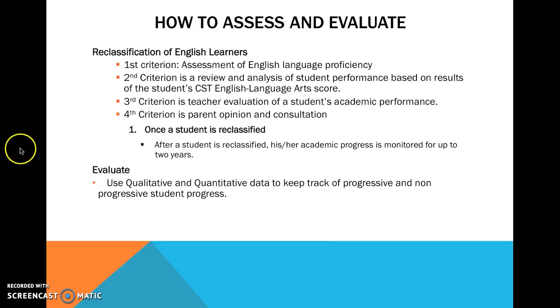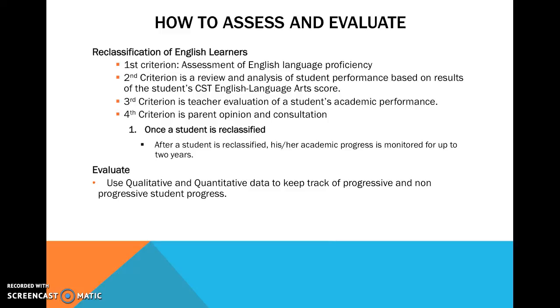Lastly, the fourth criterion is parent opinion and consultation. This involves parents or guardians in discussion of their students' English language proficiency and meeting the guidelines for reclassification. Once a student meets all these reclassification standards, the student can be reclassified, and then his or her academic progress is monitored for the following 2 years, depending on their status.